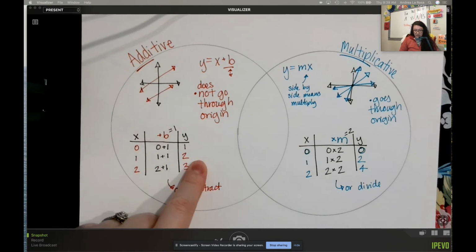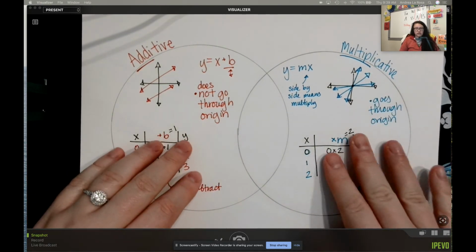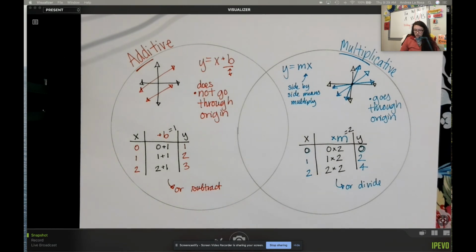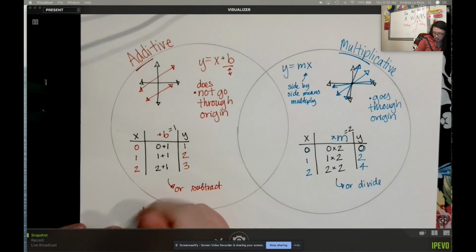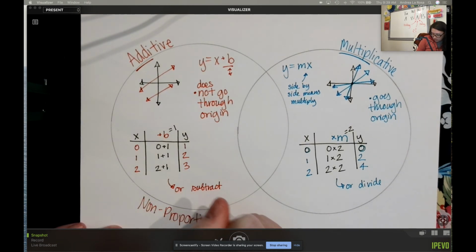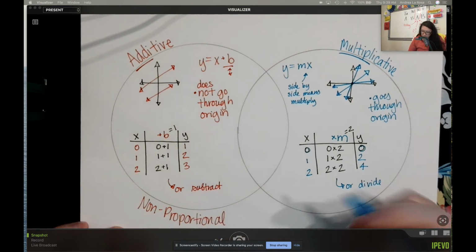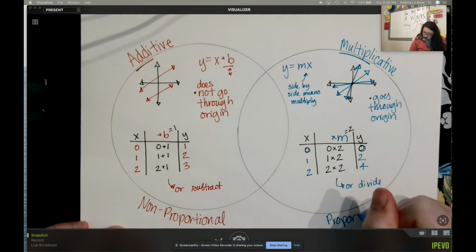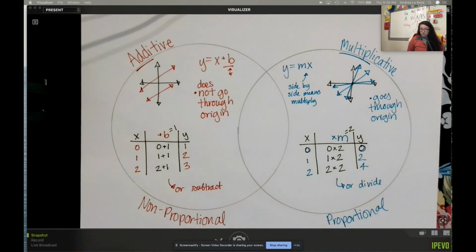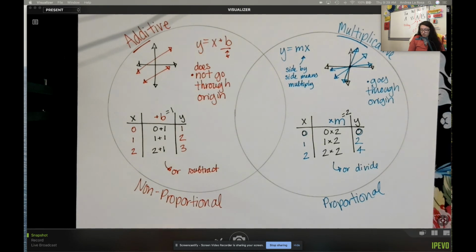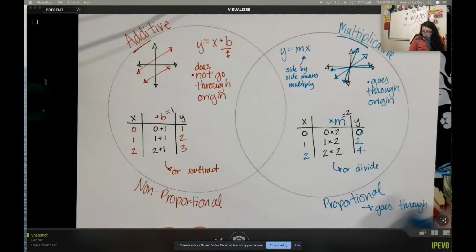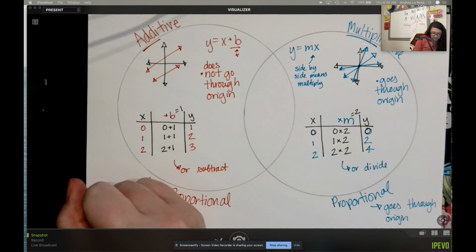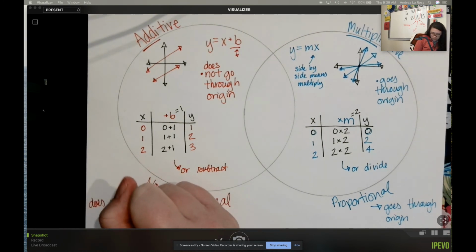One last thing about the additive and the multiplicative relationships. We started learning this in 6th grade. We built on it last year, and we started throwing around the words non-proportional and proportional. Remember, these words just tell us proportional goes through the origin, and non-proportional does not go through the origin.